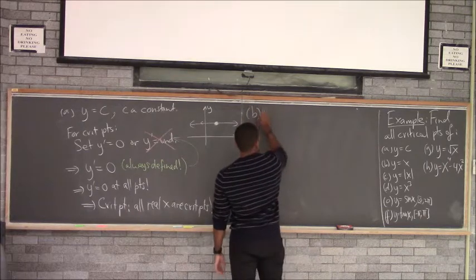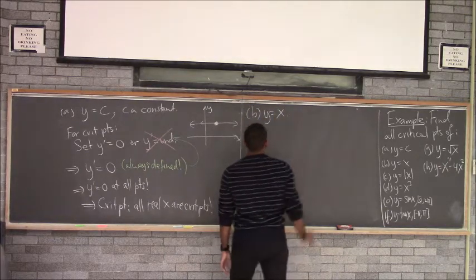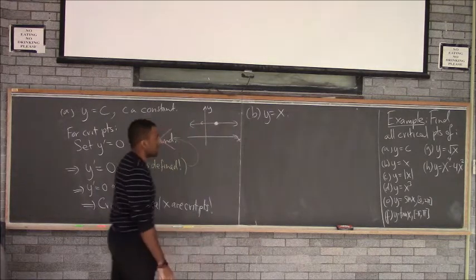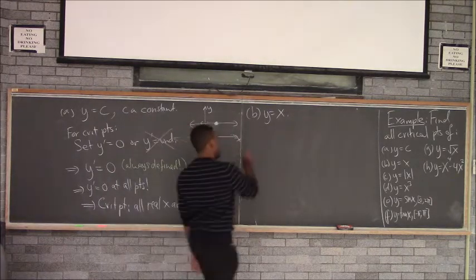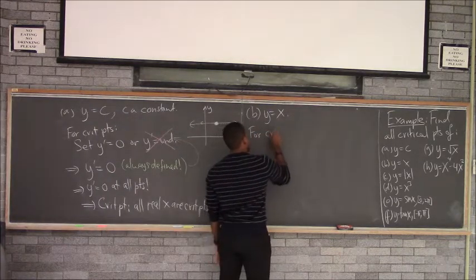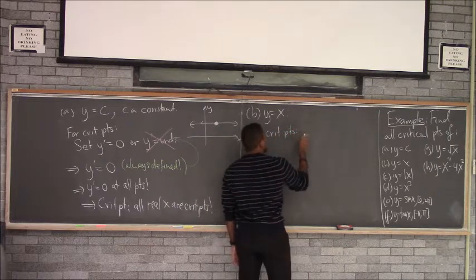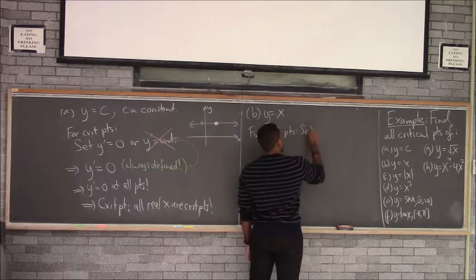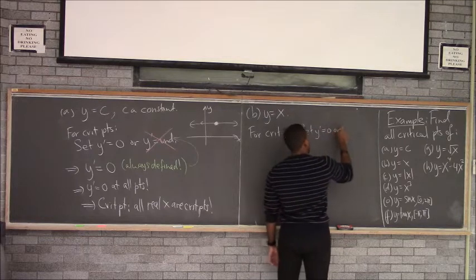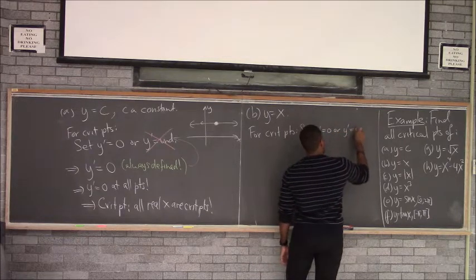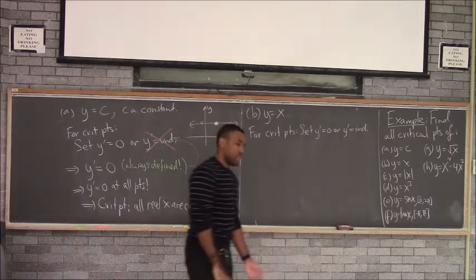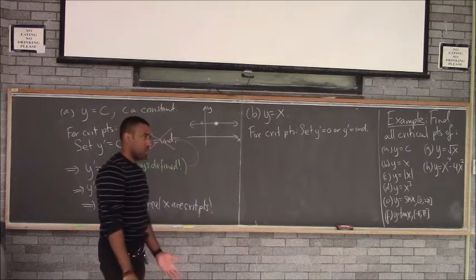E. Slightly more interesting, but not quite. How do you find the critical points? For critical points, we're going to set y prime equals 0 or undefined. You always start that way. That's what it means to be a critical point.